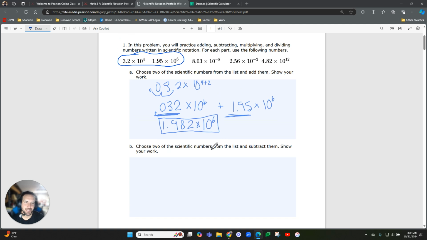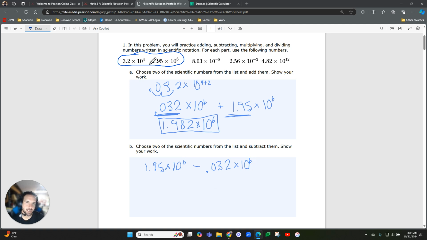Since I've already converted that number, for the next one, it says choose 2 of them. You can use the same 2 numbers. I'm going to use the same 2 numbers again, because they're the easiest numbers to use anyways. Now I'm just going to subtract. So 1.95 times 10 to the 6th, and I'm going to subtract the other number because it's the smaller of the 2, 0.032 times 10 to the 6th.